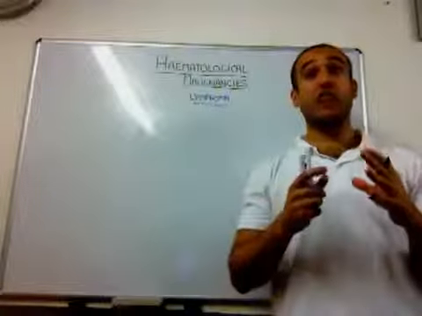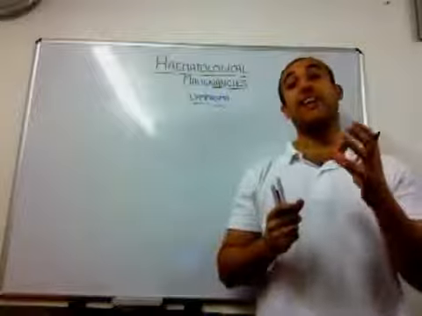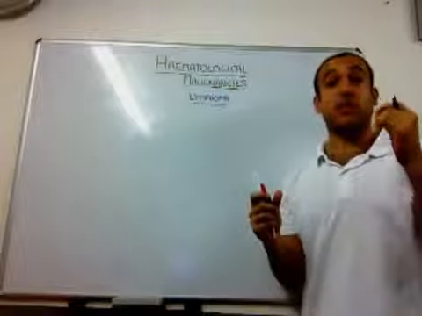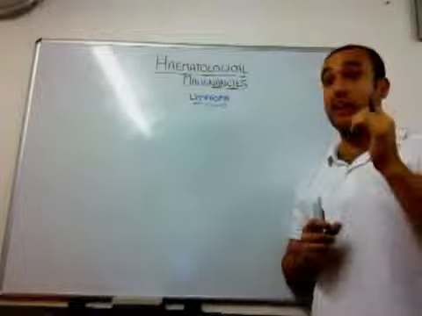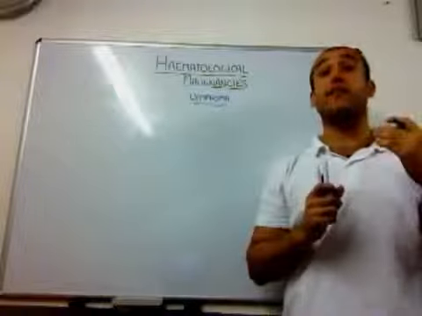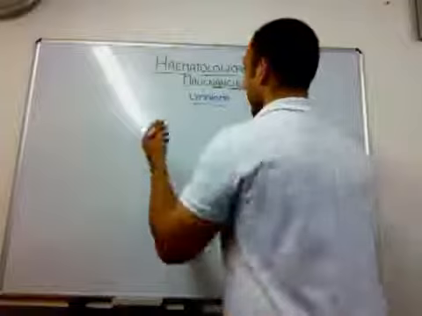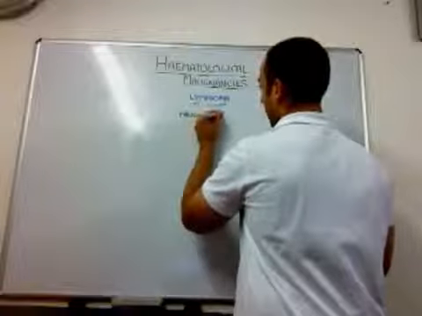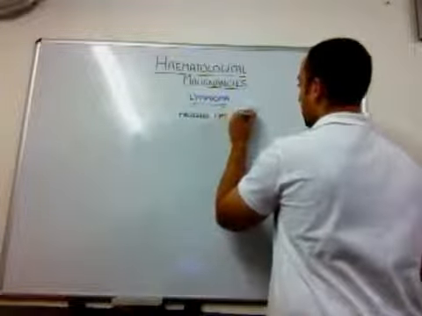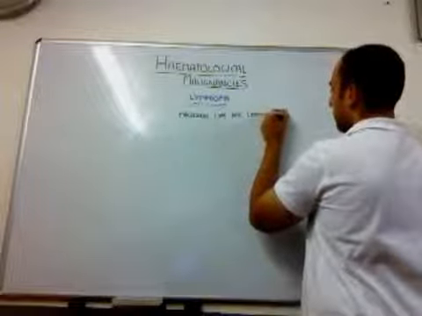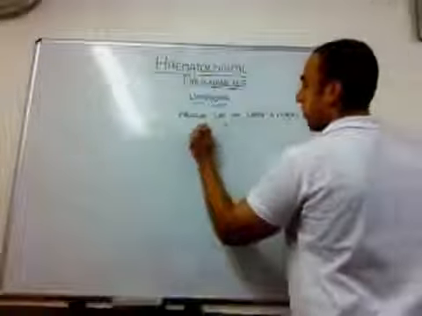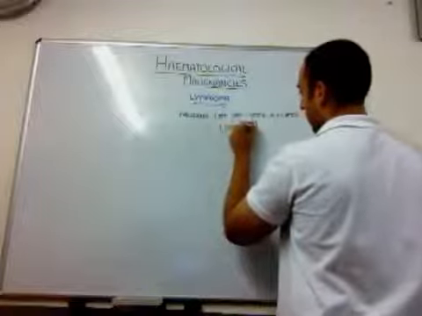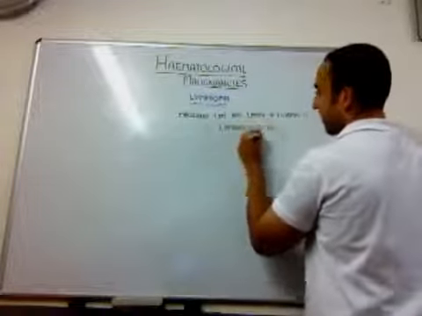We can say a lymphoma is a collection of lymphoid malignancies where malignant lymphocytes accumulate at the lymph nodes and at lymph tissue, therefore causing a lymphadenopathy. Okay, so this is typically what we can say.